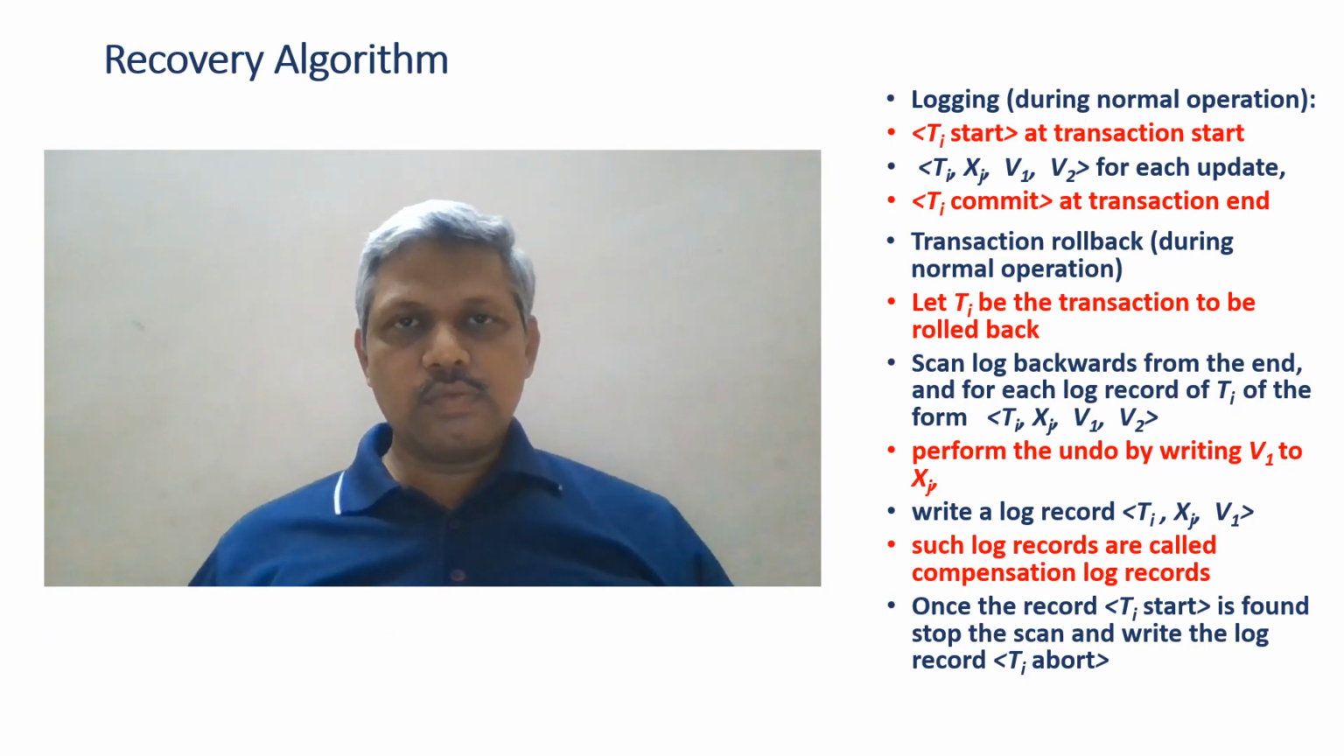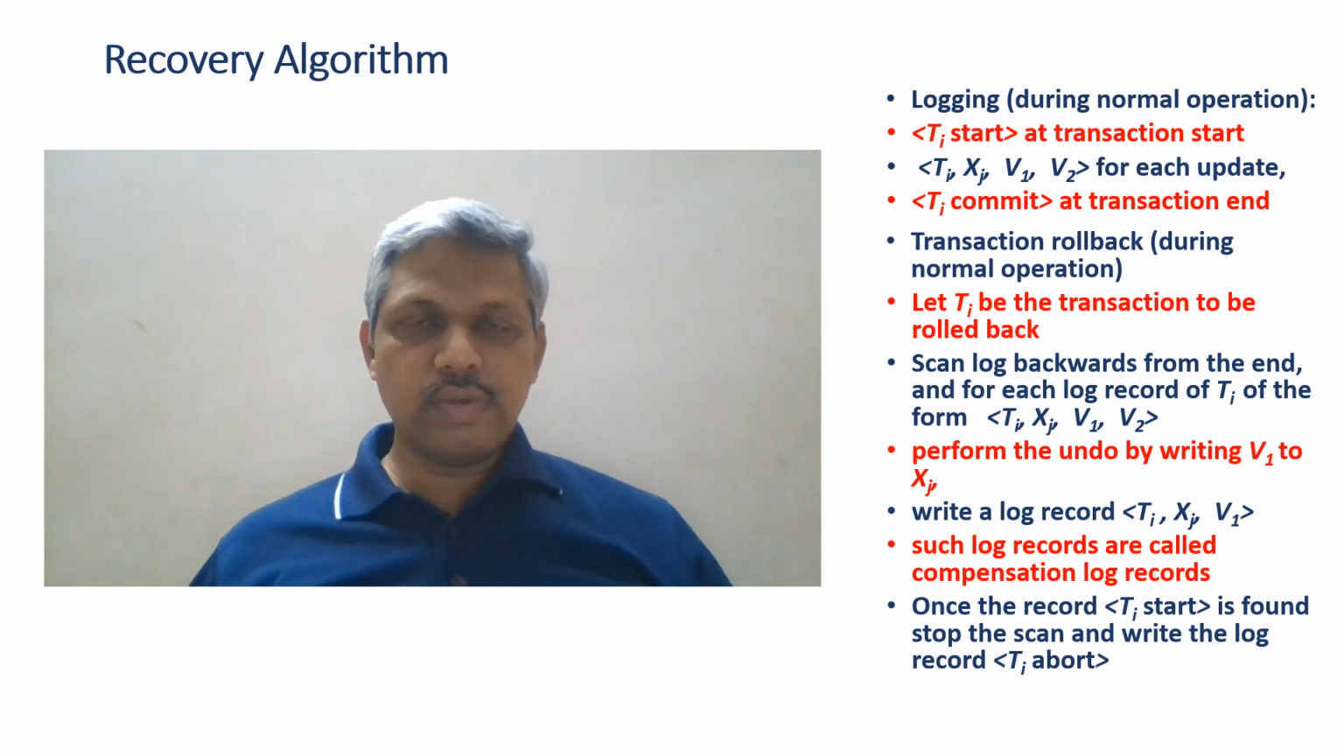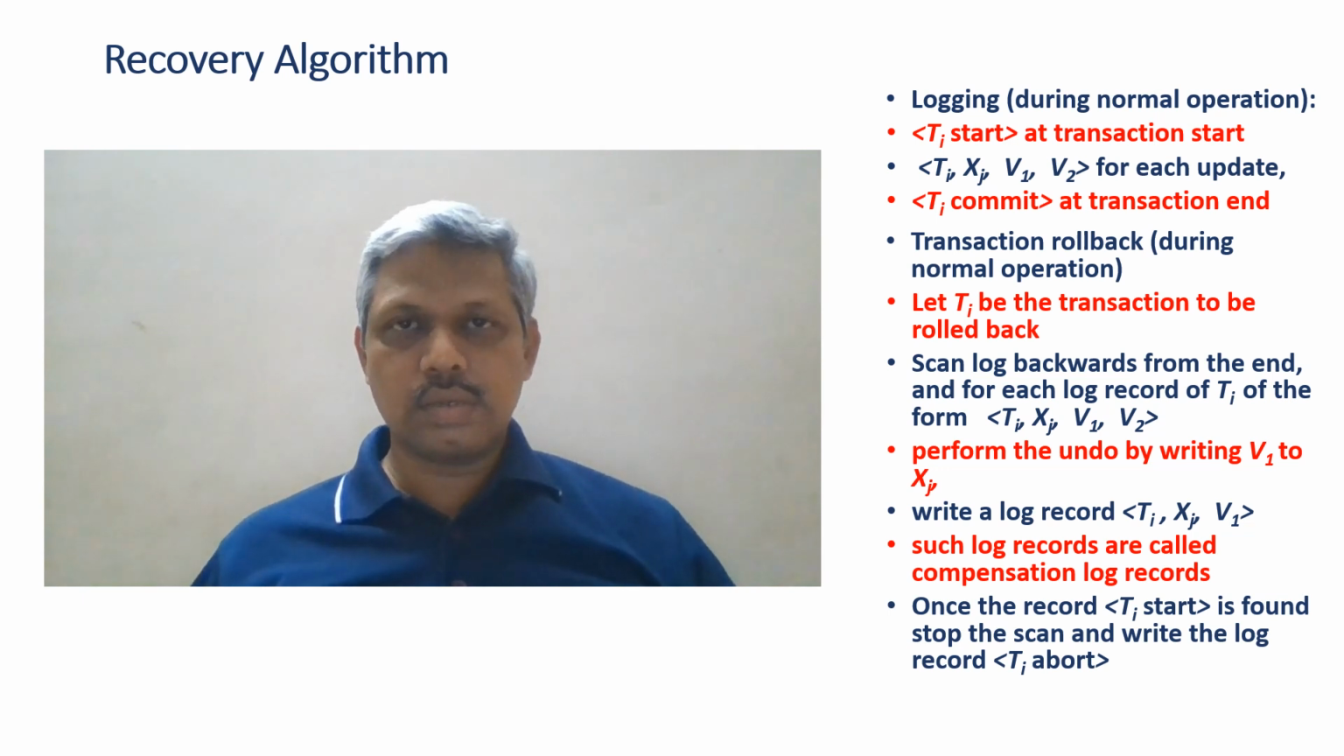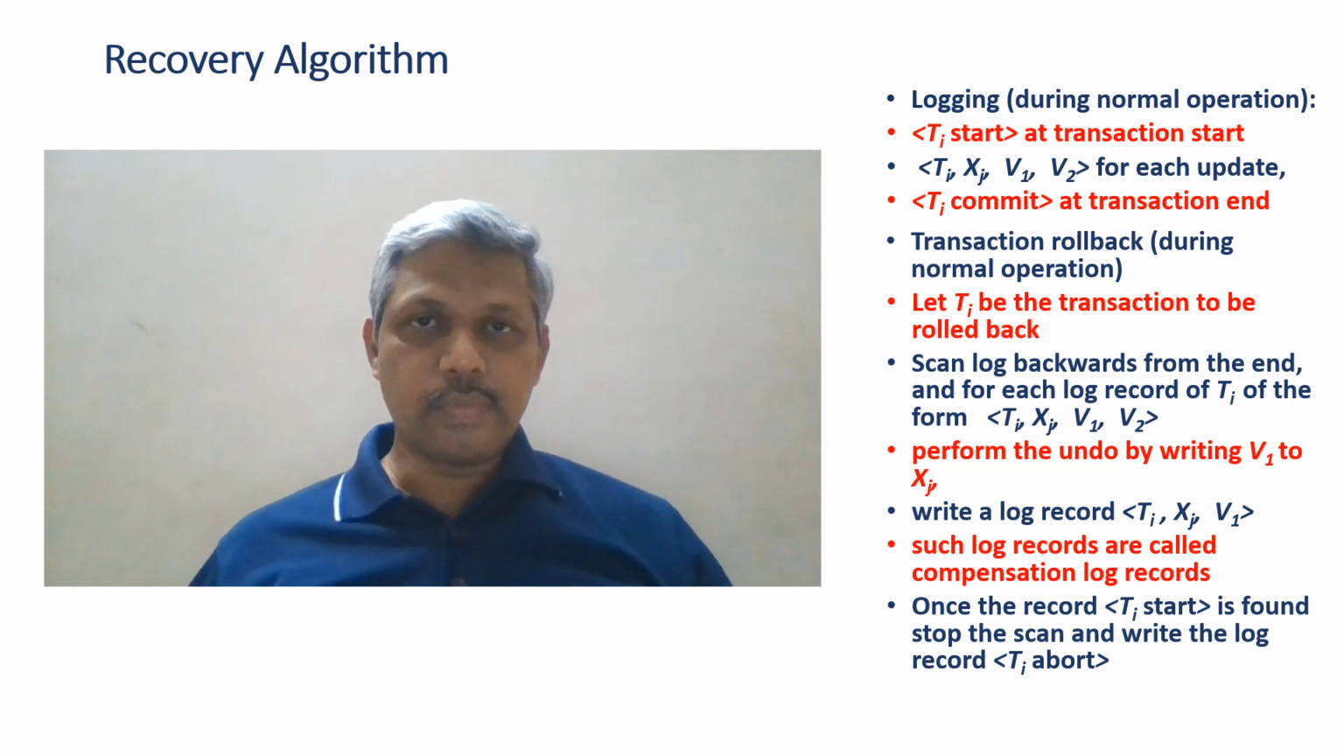Now let us observe how logging is useful even in the normal running of the database, during rollbacks. Logging is done during the normal operations of the transactions. TA start is written when it starts, all updates are written, and the TA commit is written. There is no issue. But if TA has to be rolled back, then starting from the end log record, I have to scan backward until I reach TA start, and for each update log record, I have to undo it.